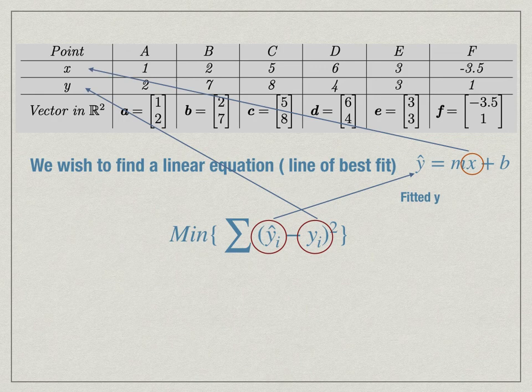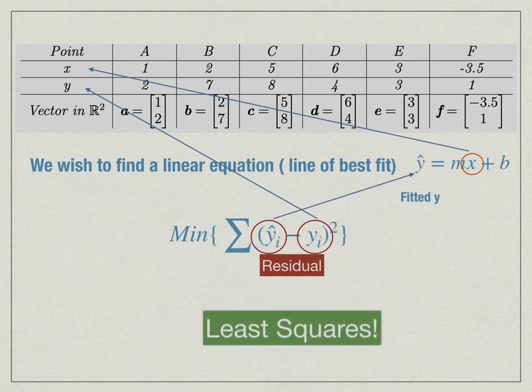So the difference between the fitted y and the real value of y is called the residual. And if you can minimize the residual square, then that is the target, the objective of the problem: minimizing the square of the residuals. From that objective, the name least squares comes.